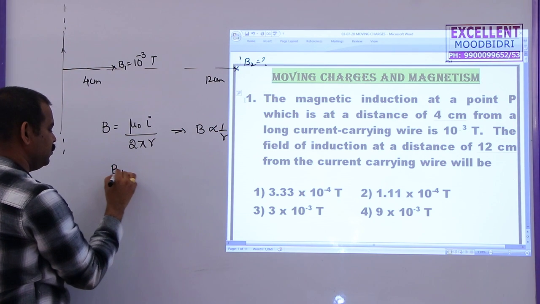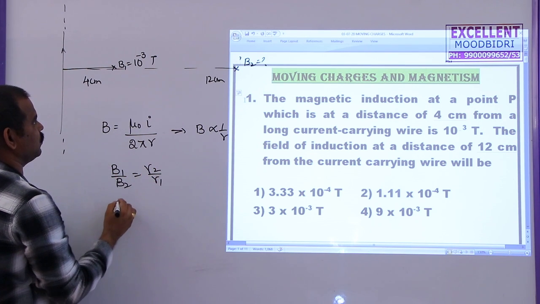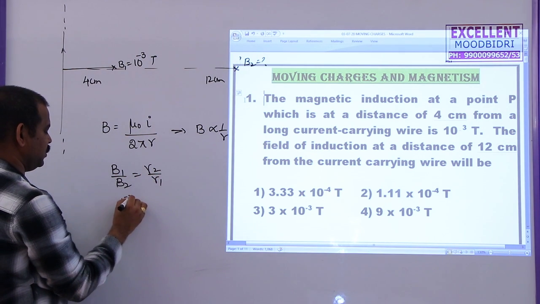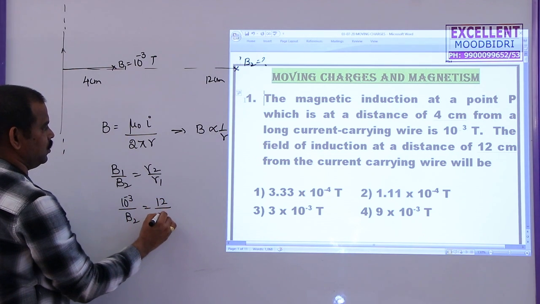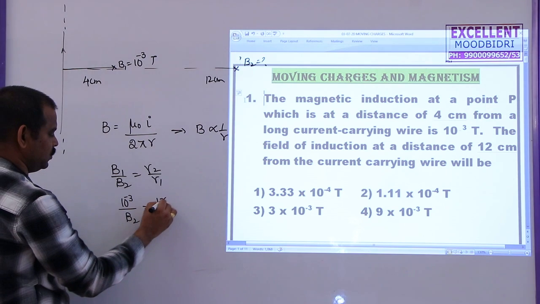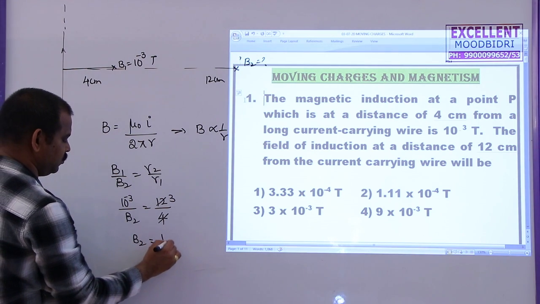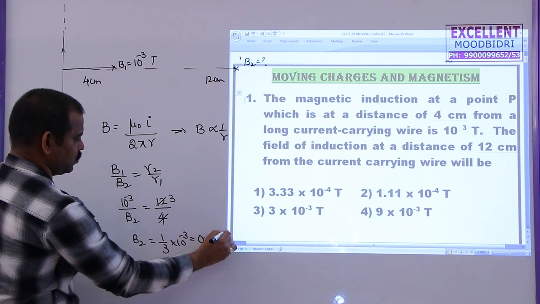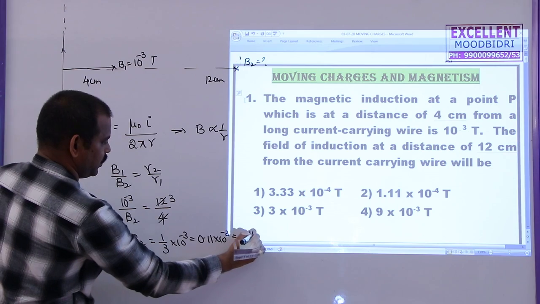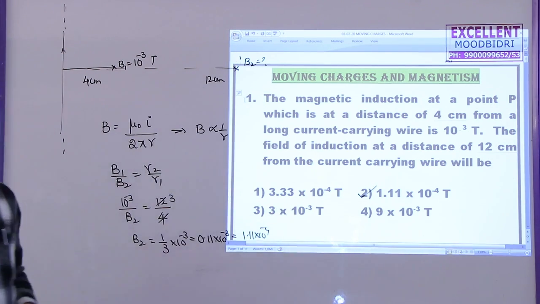So we can write B1 by B2 is equal to R2 by R1. B1 is 10 power minus 3, B2 we are finding, R2 is 12, R1 is 4, 4 1s are 4, 3s are 12. So B2 will be 1 by 3 into 10 power minus 3, which is 0.33 into 10 power minus 3, that is 3.33 into 10 power minus 4. Option 2 is correct.